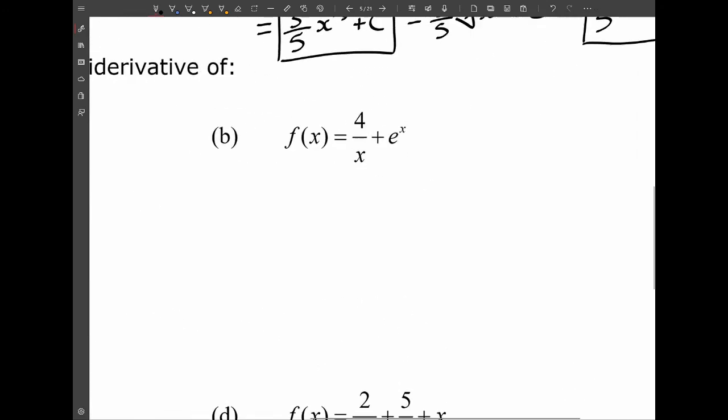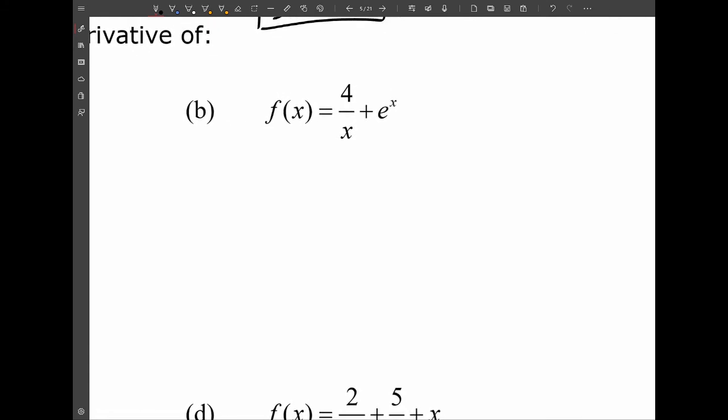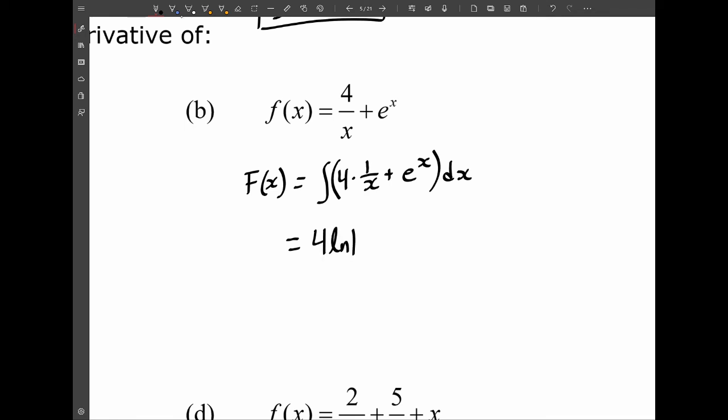Okay, let's try this puppy. So we are looking for our big F of x. That's going to be equal to the integral of 4 times 1 over x plus e to the x dx. So 4, we just leave it out, its coefficient. The antiderivative of 1 over x is the natural log of the absolute value of x. Plus, well, the antiderivative of e to the x is just e to the x, because the derivative of e to the x is just e to the x. So that one's nice and simple, plus c.